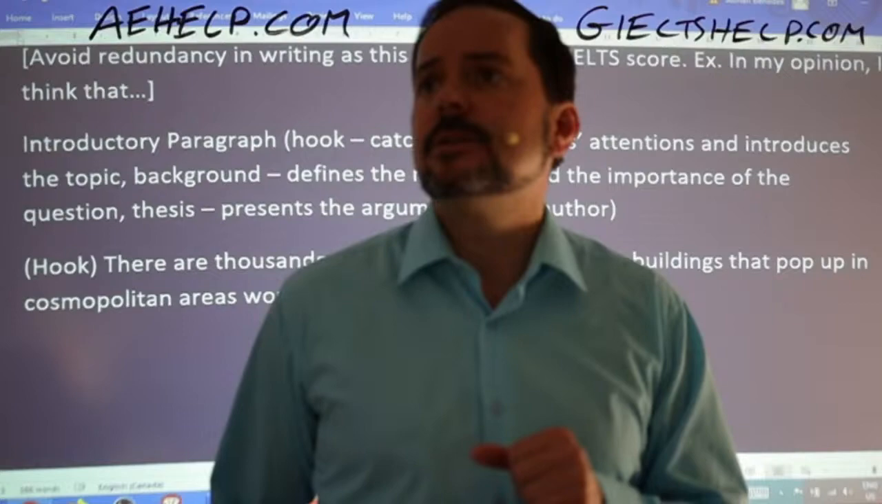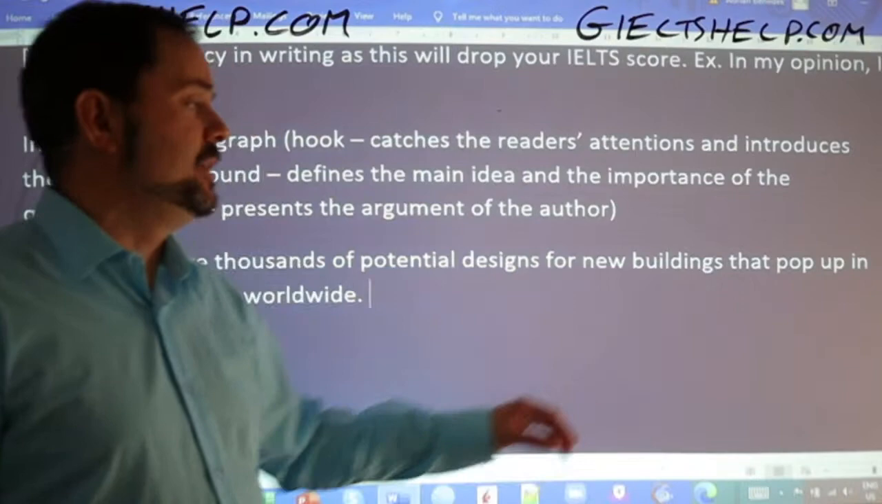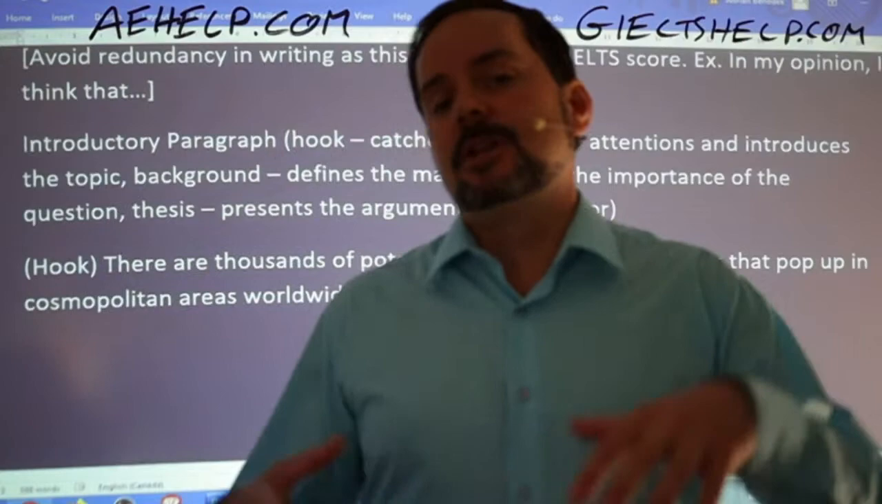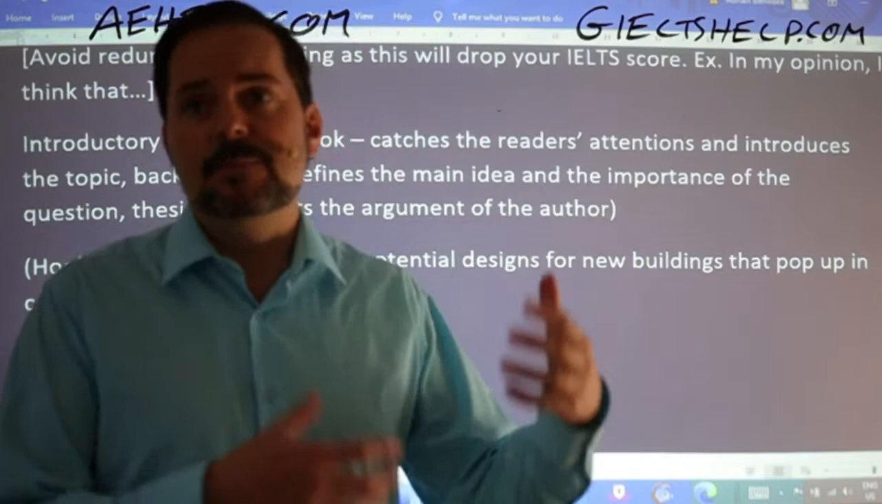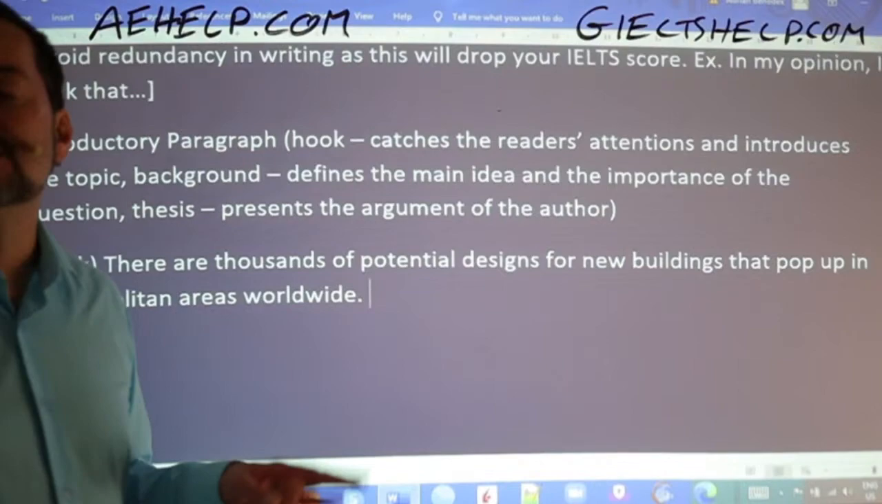So shorten that up. All right, here is my hook. There are thousands of potential designs for new buildings that pop up in cosmopolitan areas worldwide. So I think that's where this question's really sourced from, is you have so many different looks for buildings these days when you look at these new skyscrapers or buildings that are popping up, right? I like to keep my hook fairly simple but impactful. Right now, you're thinking cosmopolitan is like metropolitan. It's like downtown areas, okay?